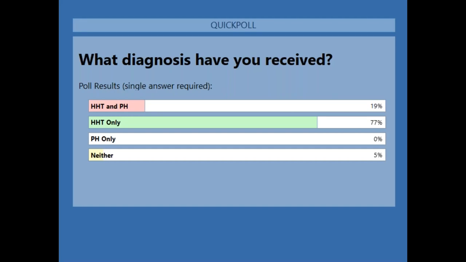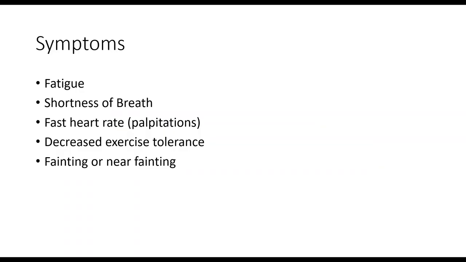And you see the results here say that on the call tonight, 19% have been diagnosed with both HHT and PH, 77% HHT only, and 5% have not had either diagnosis. Okay. I think hopefully Michael would agree with this. I like the results of that poll.